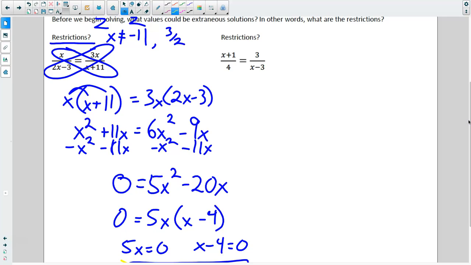Next one. Restrictions. What are they? x cannot be... And the next one, x cannot be 3. Just 3. Okay? It's only the bottom. We can't divide by 0. It's just the bottom piece there.